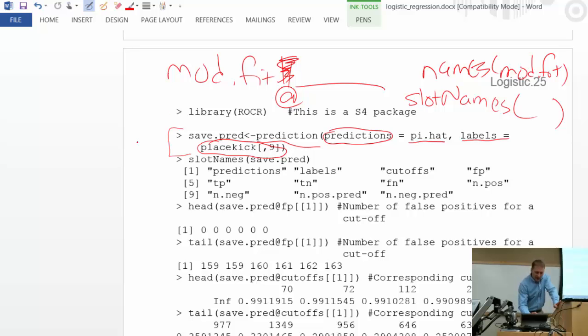And then if you wanted to see the stuff that's stored inside of save.pred, I can use slotNames. And you can see some names that are kind of familiar, such as, here are my cutoffs. FP stands for false positive.